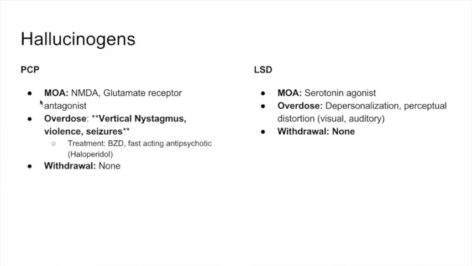So overdose for PCP, and it's really important to know this, is that patients kind of become like Superman or Superwoman. They have violence, they have extraordinary physical strength, they get seizures, but the really key, high yield point that you have to know for PCP is that they get vertical nystagmus. Their eyes keep going up and down from PCP. Treatment is benzodiazepines or fast-acting antipsychotics like haloperidol. And there's no real withdrawal symptoms for PCP.